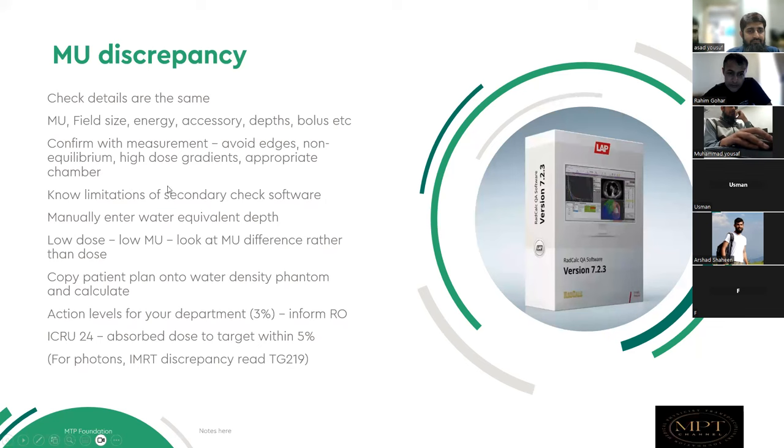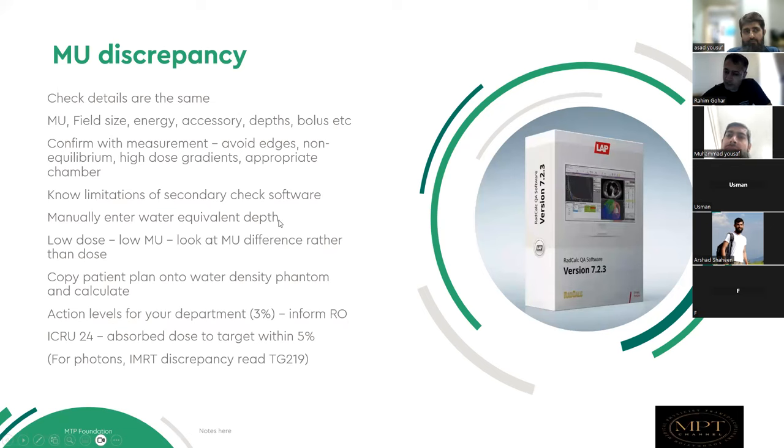And these secondary software checks are very limited. Just like, Asad, you remember the calc was nothing, just an empirical formalism, right? So we were getting a normalization point from the TPS and we were putting it there, because it's not taking care of any kind of inhomogeneity. So that's one of the limitations as well, you can conclude.